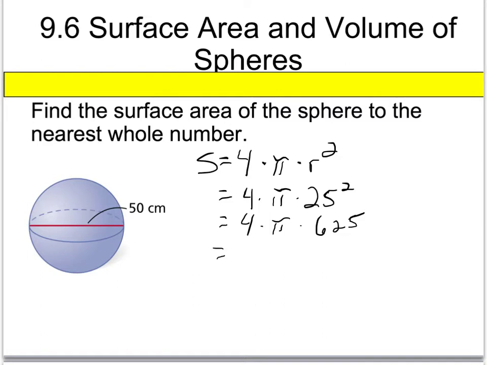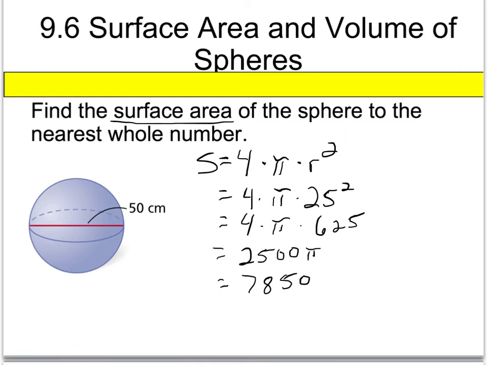So then we're multiplying straight across one more time. Again, I like to get a more exact answer by multiplying the numbers first and then multiplying it times pi. So 4 times 625, you get 2,500. Multiply that by pi, 3.14. You get, to the nearest whole number, 7,850.